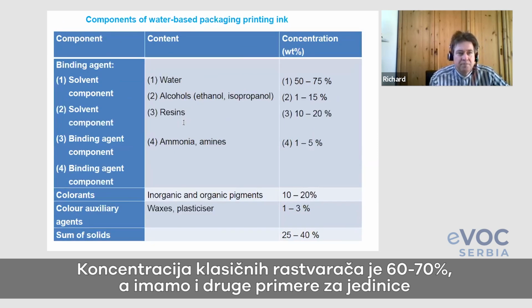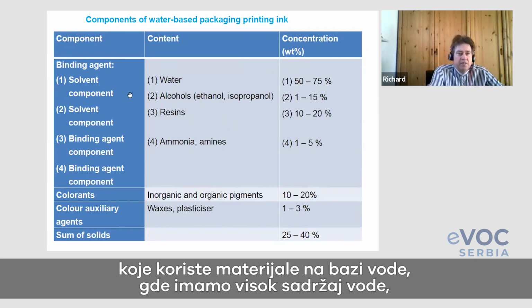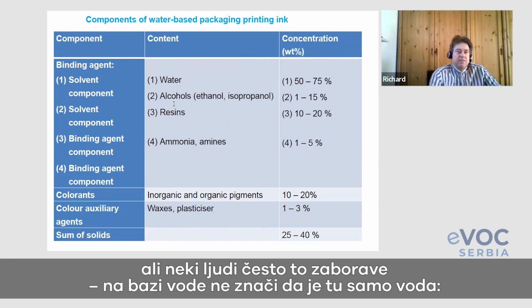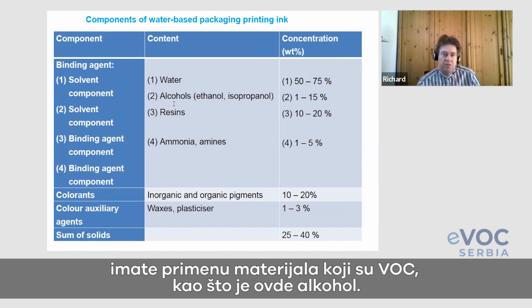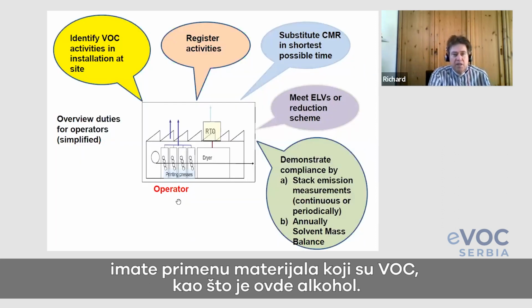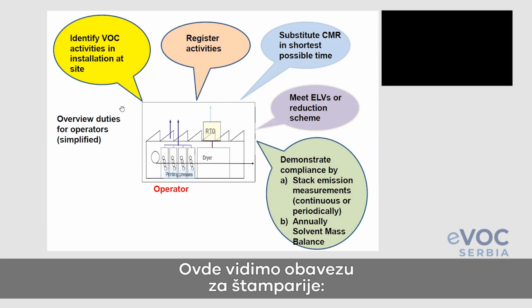And here are some other examples of, for example, a water-based printing unit. You see a high content of water, but that is very often neglected by some people. Water-based doesn't mean it's only water. Of course, in water-based paints or printing materials, you have VOCs too. Like here, alcohol, like here, 1 to 50%.